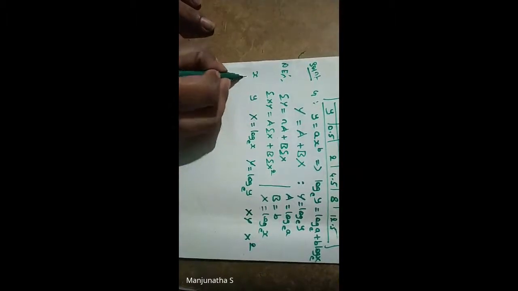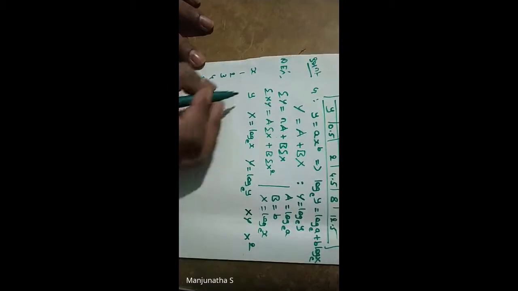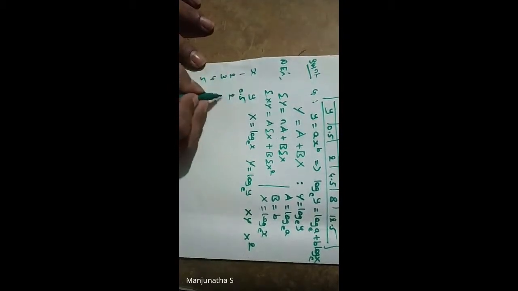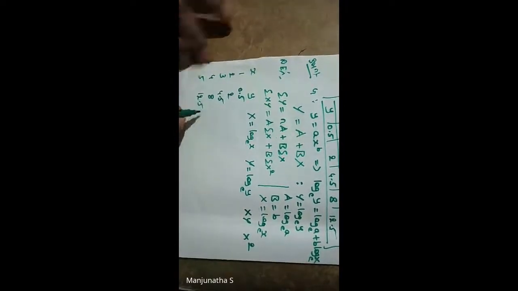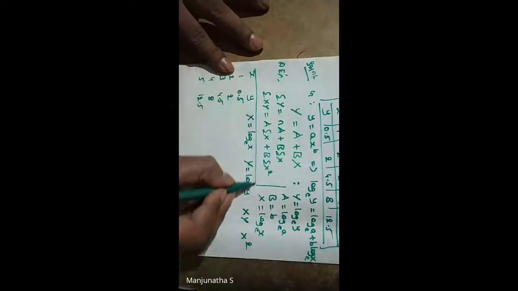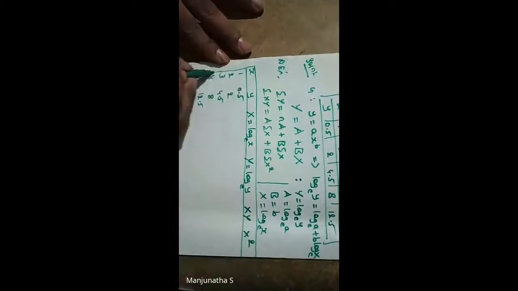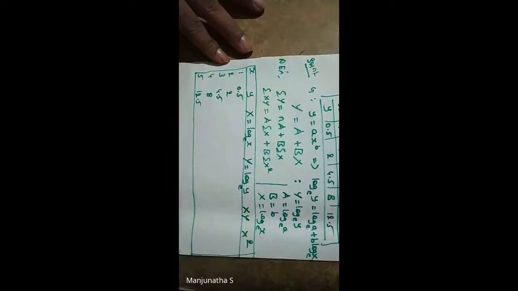What is the first value? 1, 2, 3, 4, and 5. And here it is 0.5, 4.5, 8, and 12.5. So we'll construct a table because it will be easy to write the data. So like this we have.